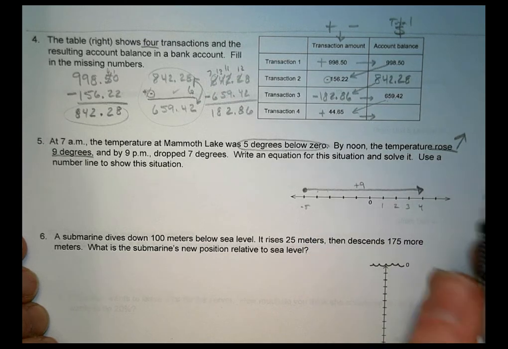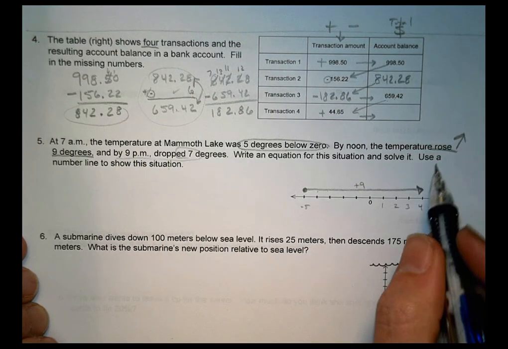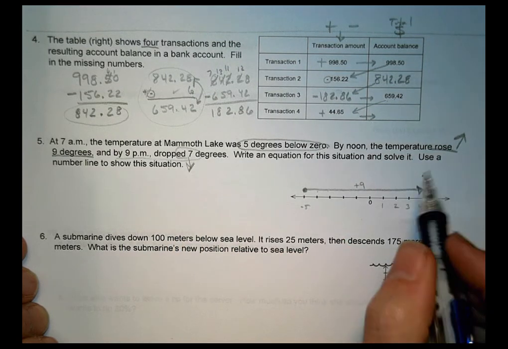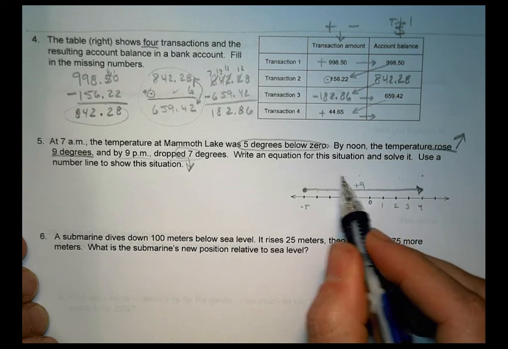Okay, that's great news. Then by 9 p.m. it dropped 7 degrees. So now from this point we want to go back the other way. A drop is going to be a decrease, 7 degrees. So we'll go 1, 2, 3, 4, 5, 6, 7 to this point here.